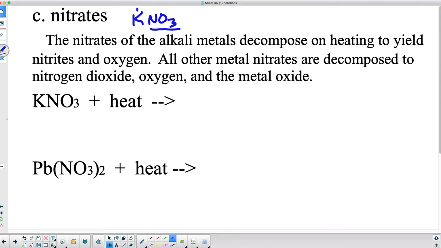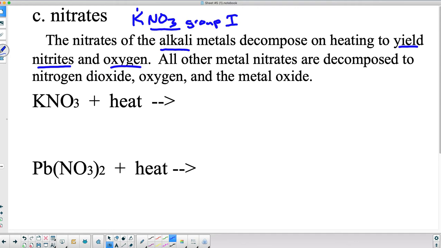So the nitrates of the alkali metals decompose on heating to yield nitrites and oxygen. Now this alkali metal means, again, the same as it did before, it means group 1. So we're talking about group 1 metals. That would be lithium, sodium, potassium, rubidium, cesium, and francium. So they decompose on heating to yield nitrites and oxygen.